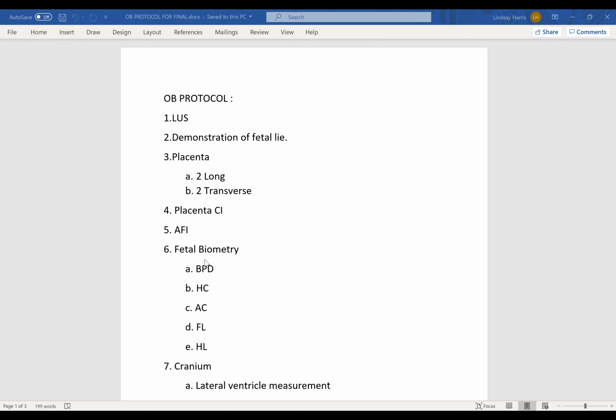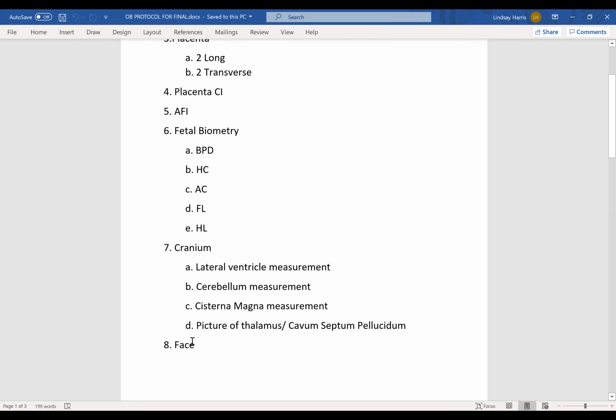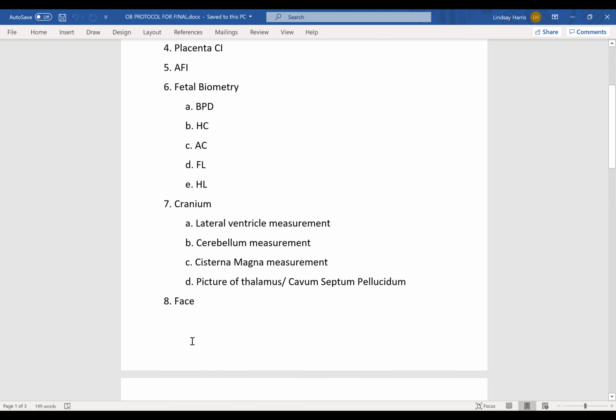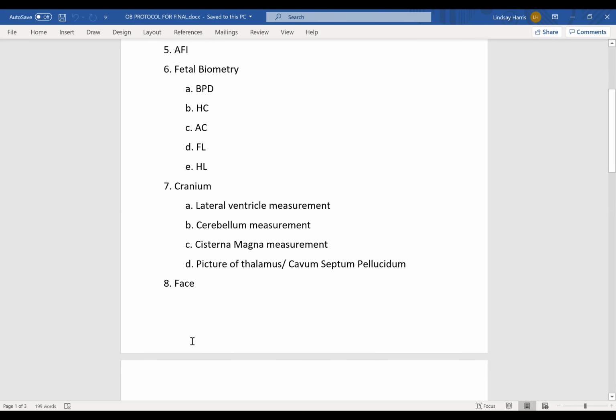You will do the fetal biometry, so you'll do different measurements. You'll do a side-to-side head measurement, which is the biparietal diameter, a head circumference, which is measuring the whole head around, an abdominal circumference, a femur length, and a humerus length. That is about what you're going to learn about in your lab. Then if we're lucky, we're going to work on some of these other structures.